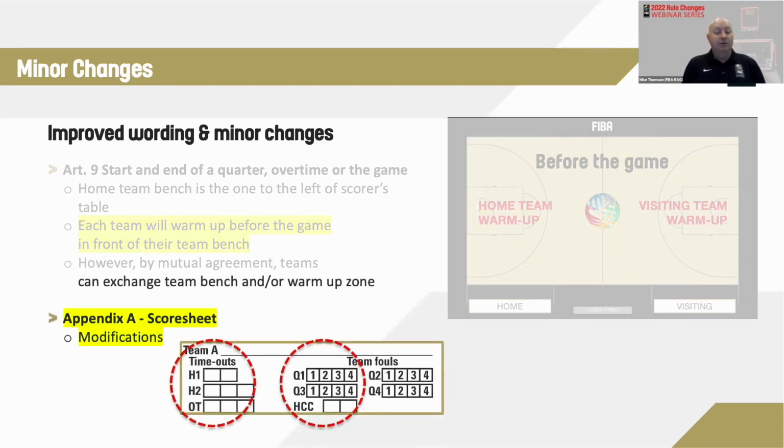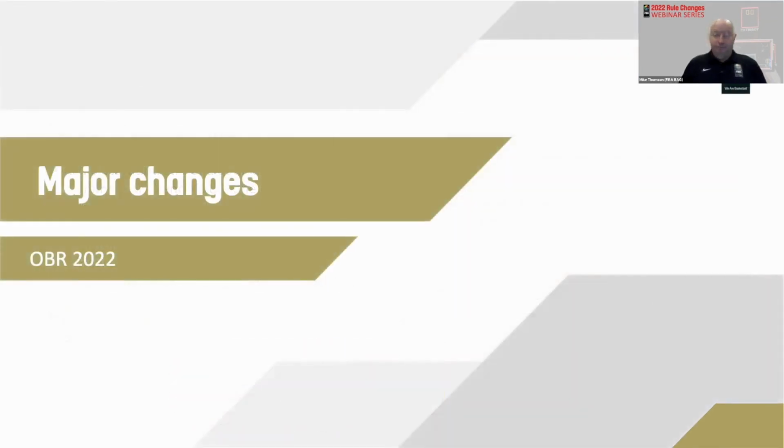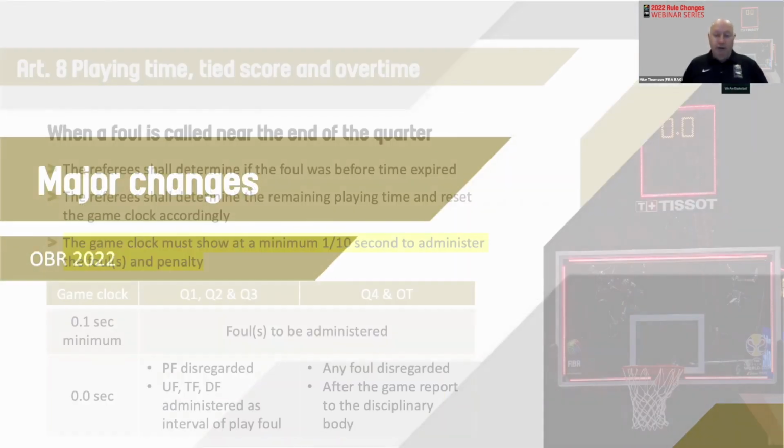And finally, on this slide, we can see some minor modifications made to the score sheet to better clarify the timeouts in half 1, half 2, or overtime, and the team fouls by quarter. Moving forward, let's start to walk through our major changes.